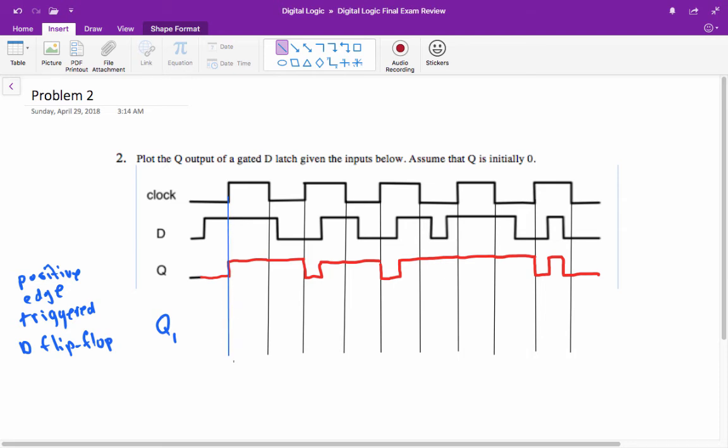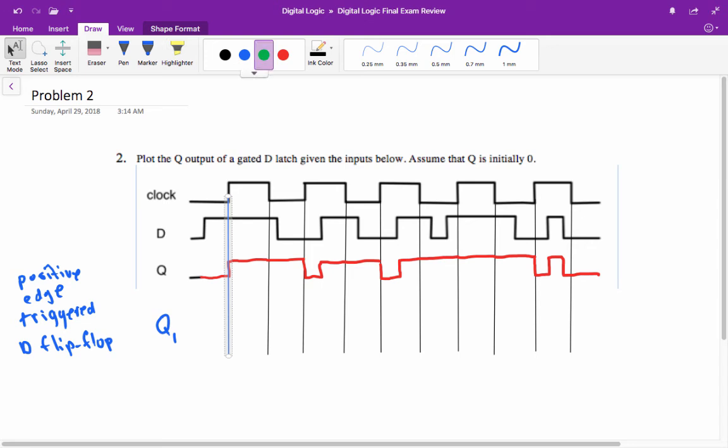Okay, so we'll mark where the positive edge is for each one. I changed the vertical lines to red whenever it was the positive edge of the clock. The positive edge of the clock is when it goes from 0 to 1. So whenever it goes from 0 to 1, I changed that line to red to guide me as I'm drawing my output.